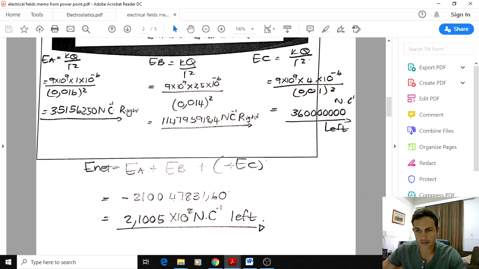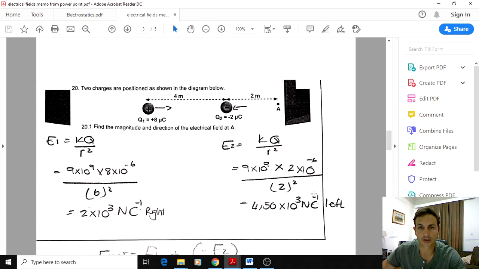It's a plus, it's a minus. And then you get a negative answer, which means you need to basically interpret that with a direction, which in this case negative was left. Okay, there we go. And that is your final answer. And the unit being newtons per coulomb.